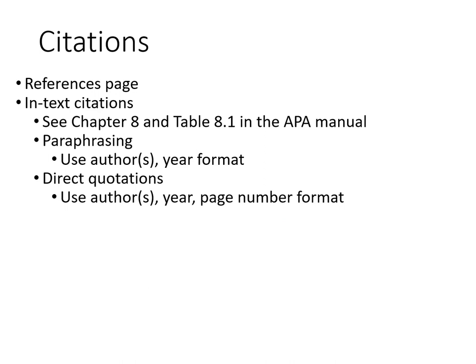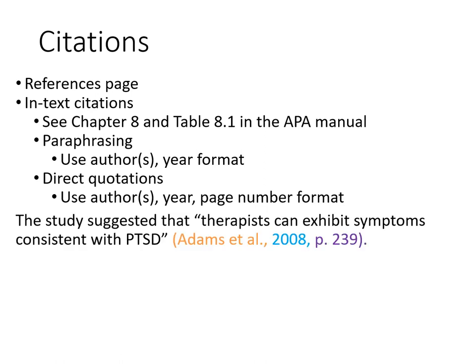For direct quotations, use the author, year, and page number or locator format. In this example, it says that the study suggested that therapists can exhibit symptoms consistent with PTSD. The direct quotation, that is the words from the article, are surrounded by quotation marks. At the end of the quotation marks, you have a space, and then the citation is followed by a period. The period goes after the citation, not at the end of the quote. The in-text citation has the author, year, and page number of where you can find the quote. It is not the page numbers of the entire article.